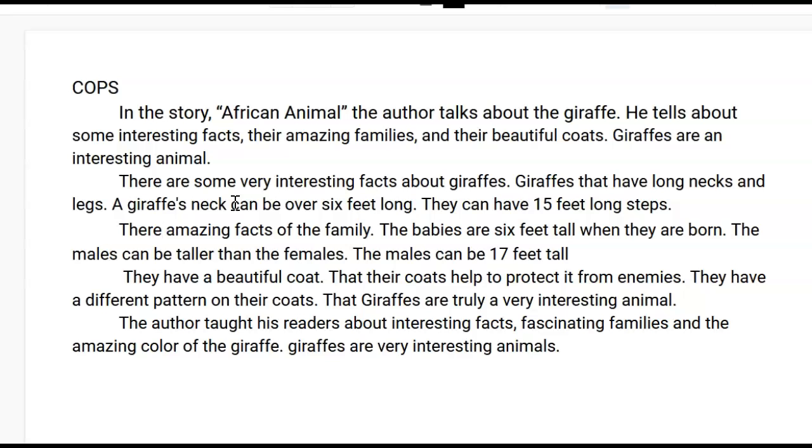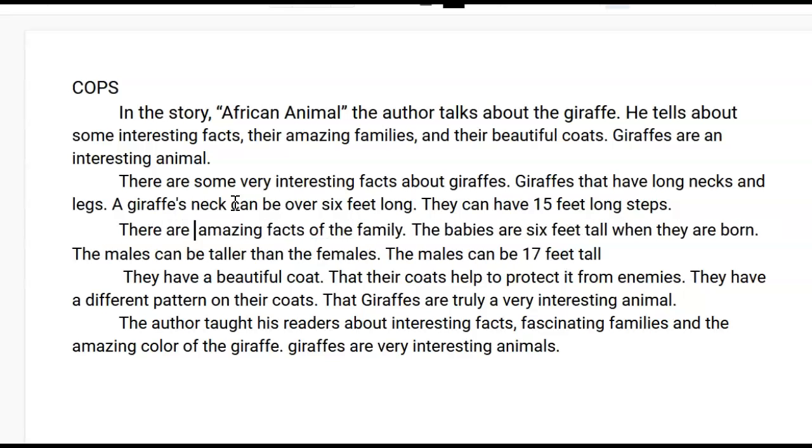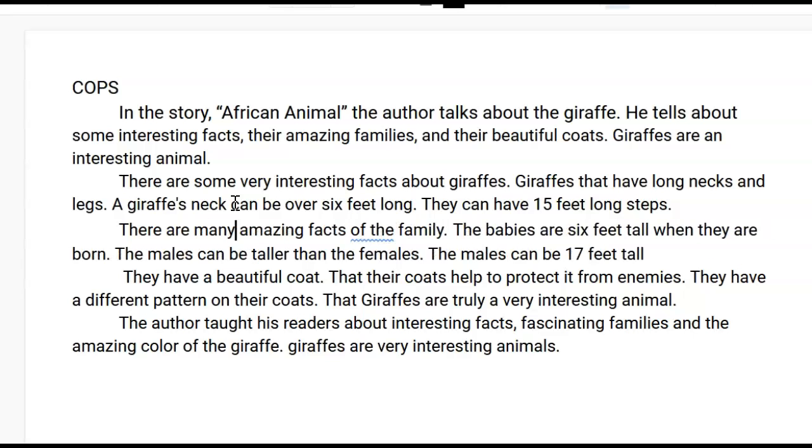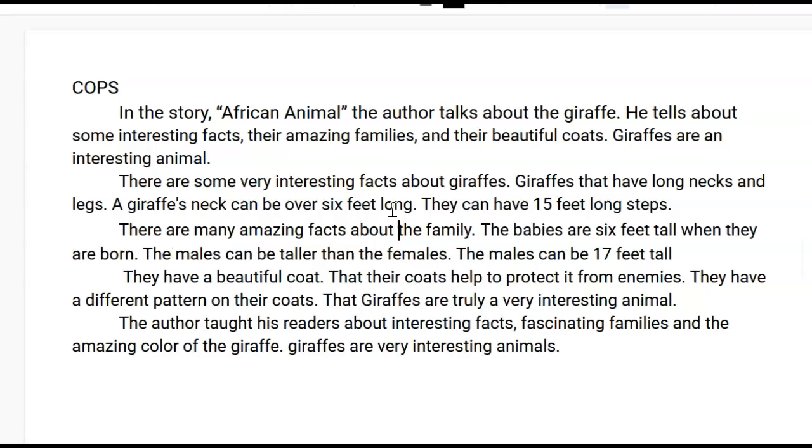I hate how that changes it. There are many amazing facts of the family. Or about. About would be better. About the family. The babies are 6 feet tall when they are born. Excellent. The males can be taller than the females, and the males can be 17 feet tall. That's wonderful. I got my 3 details.